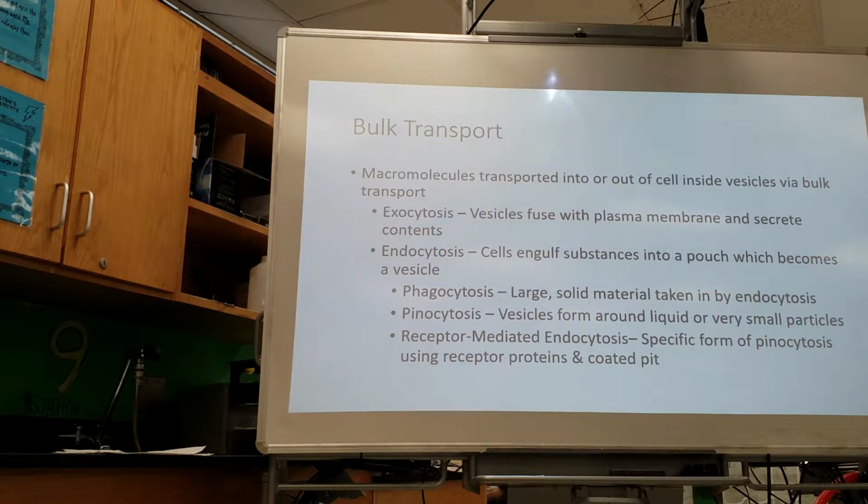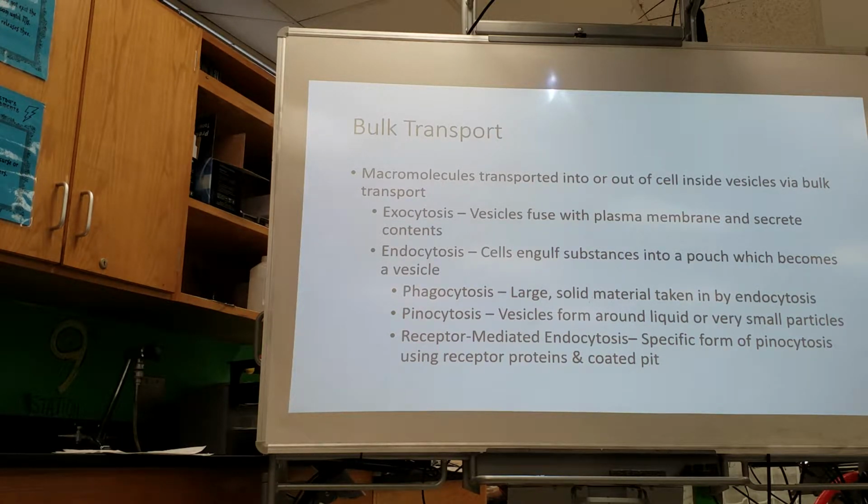Bulk transport also requires a lot of energy. It is actually reshaping the cell membrane. So you reshape the cell membrane to either surround something outside the cell and bring it into the cell, or to let one of those vesicles that's moving around the cell melt into the cell membrane and release stuff to the outside. So doing that kind of reorganization of the cell membrane does take energy.